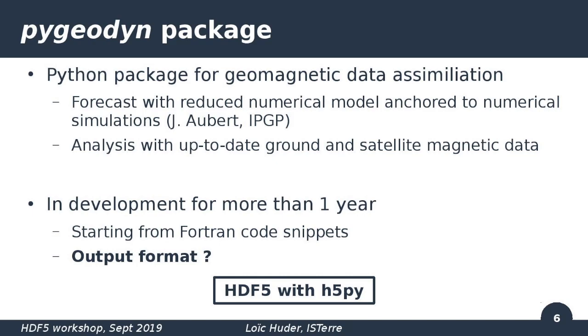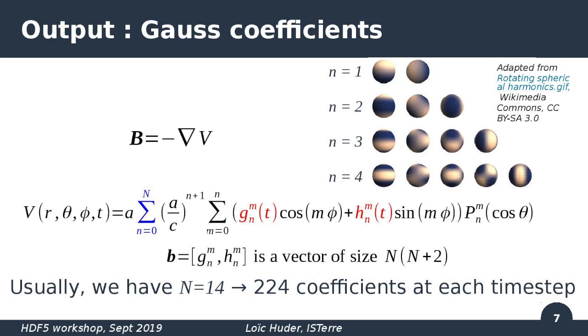First, I would like to give you a few pieces of information about the output data that we have, what we need to store in this HDF5 file, and why we have chosen this format to do so. So, a bit of math. The magnetic field, we assume that it has this shape here. This is just a regular decomposition in spherical harmonics. It is really classical when looking at harmonic potential in spherical coordinates.